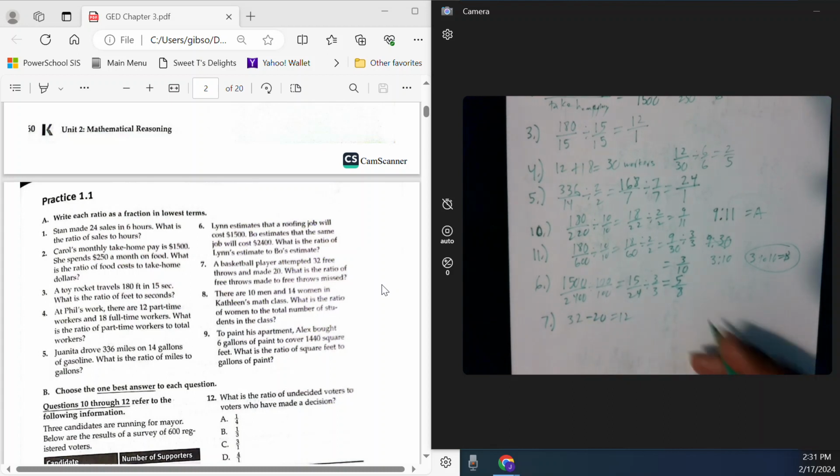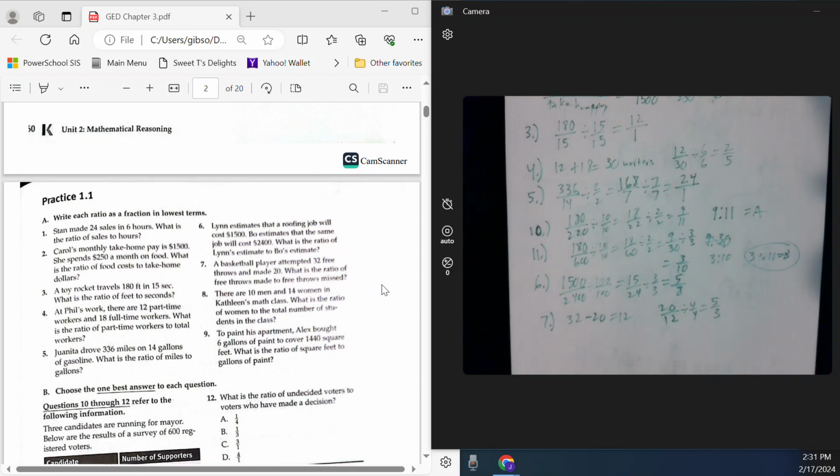So we will go with the free throws made, which is 20, divided by the free throws missed, which is 12. So we'll divide both of these by 4, and that will give us 5 over 3. And we're done with number 7.